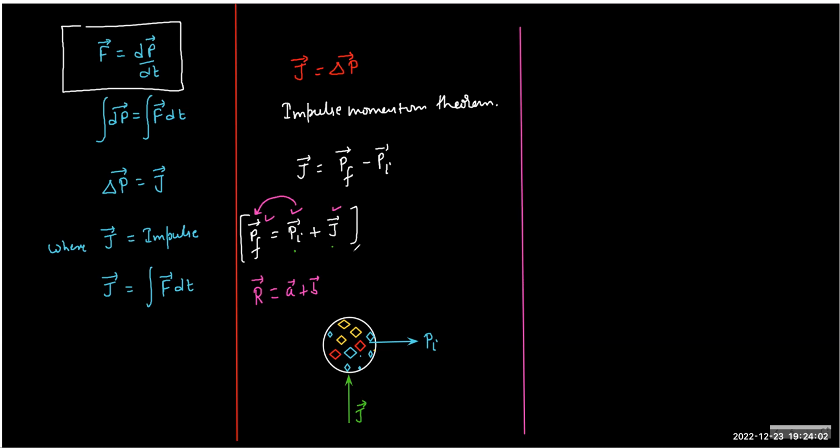The first vector is PI, the second vector is J vector. So the PF will be tail of the first, tip of the second. If you do so, what will you get? Tell me PF. No, draw it. Try drawing it first, then I'll draw. You can compare later on.